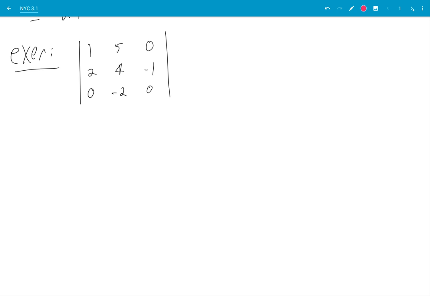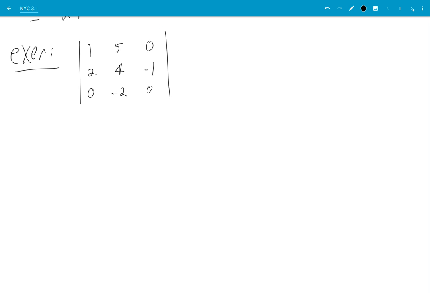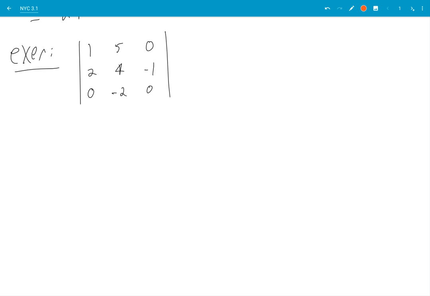Okay, the best choice: either the third column or the third row. Why? Because of the zeros. These zeros are your friends. Hopefully not in real life, but in determinants, the zeros are your friends. So I will choose, for fun, I'll use the last column.